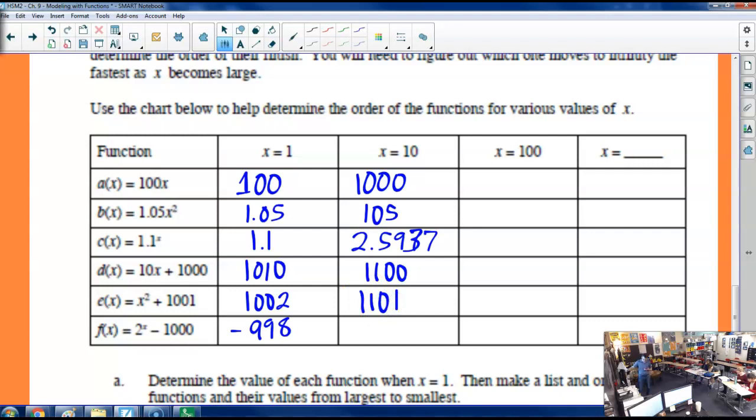Ooh, these ones are almost tied right here. What about the X equals nothing? Whatever input you decide you want to try next, you can try.